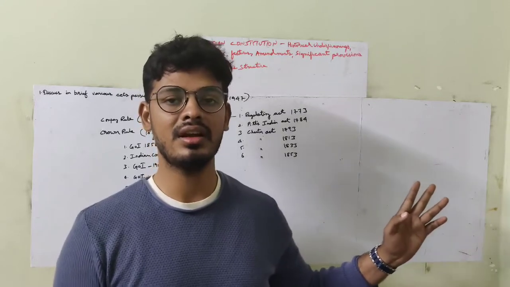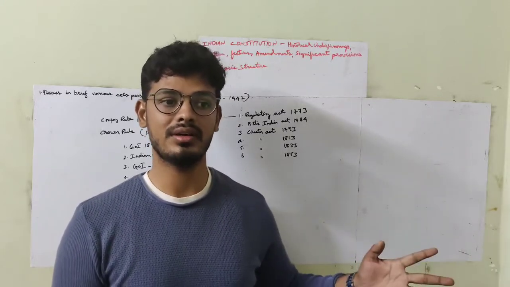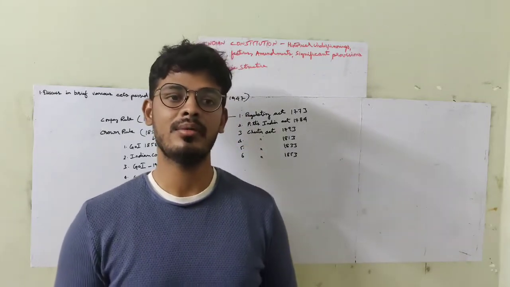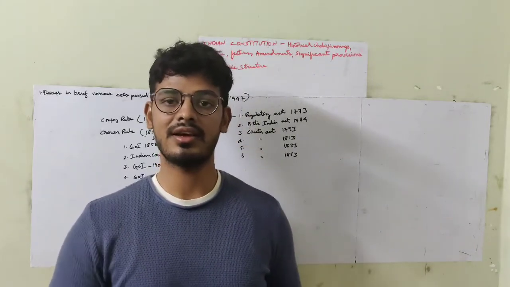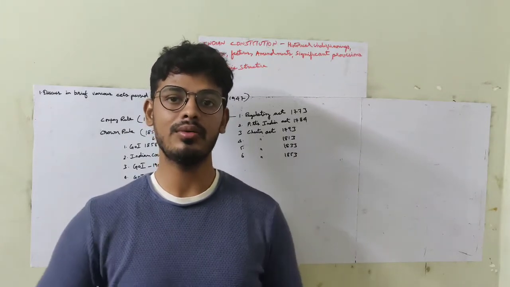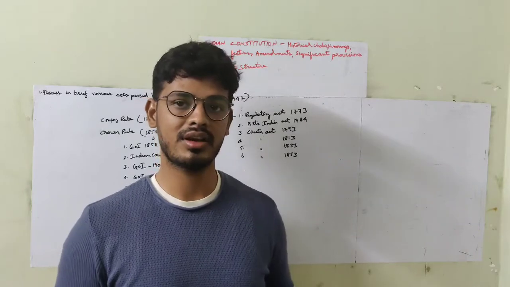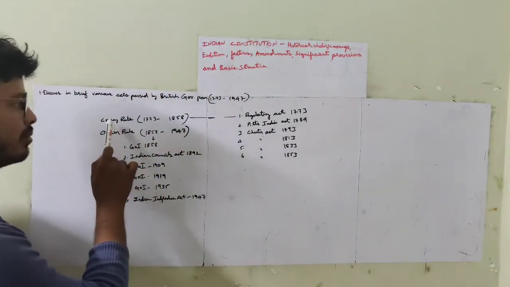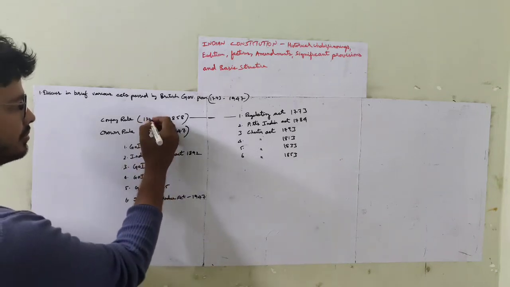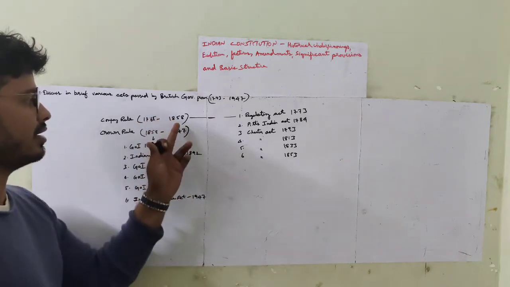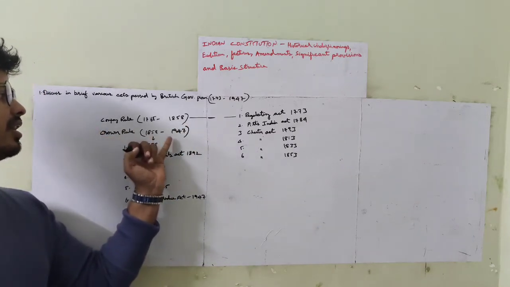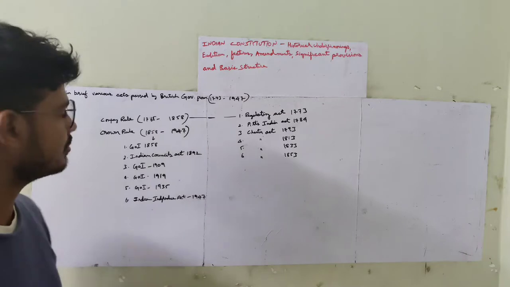In 1858, the British actually took over the administration in the wake of the Sepoy Mutiny. Because of that, the British directly controlled the Indian administration from 1858 to 1947. That was crown rule. I have written it very clearly: company rule is from 1773, actually 1765, to 1858, and crown rule is from 1858 to 1947.